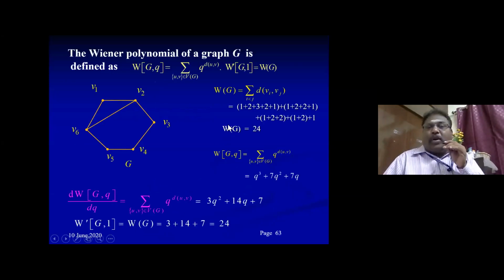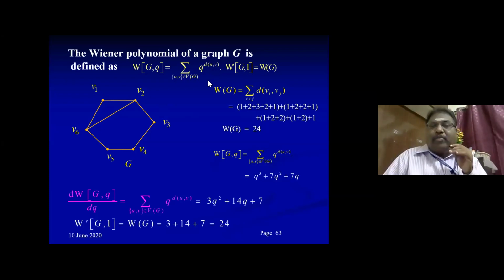Now comes the polynomial. The Wiener polynomial of a graph is defined as W(G, q), where q is the variable. The formula is given like this: the sum of the variable q raised to the power d(u,v), the distance between the pair u and v. Fine. So here, let us look into this example.